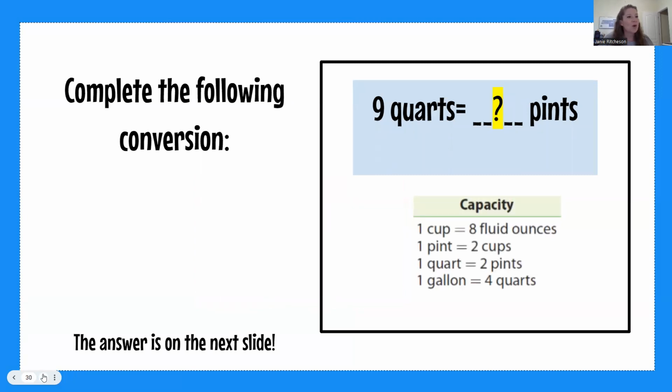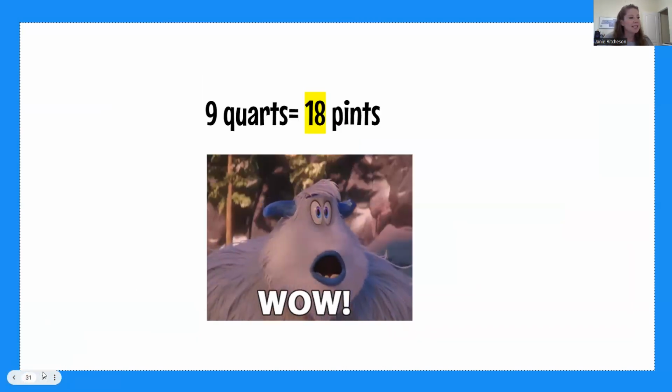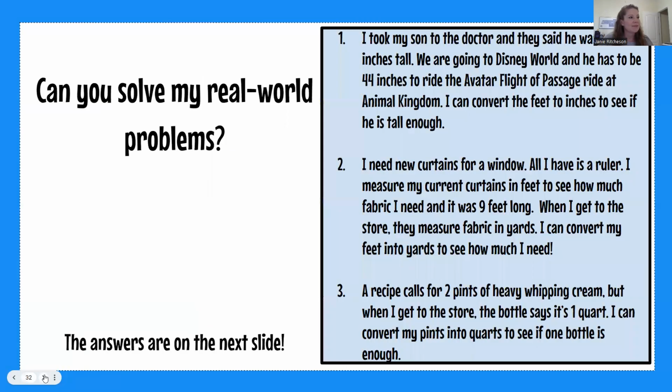All right, 9 quarts to how many pints? So how many pints are in a quart? There's 2 pints in 1 quart. So we're going from large to smaller unit. Large to smaller unit means we're going to multiply. So what did you guys get? 18 pints. Very good.